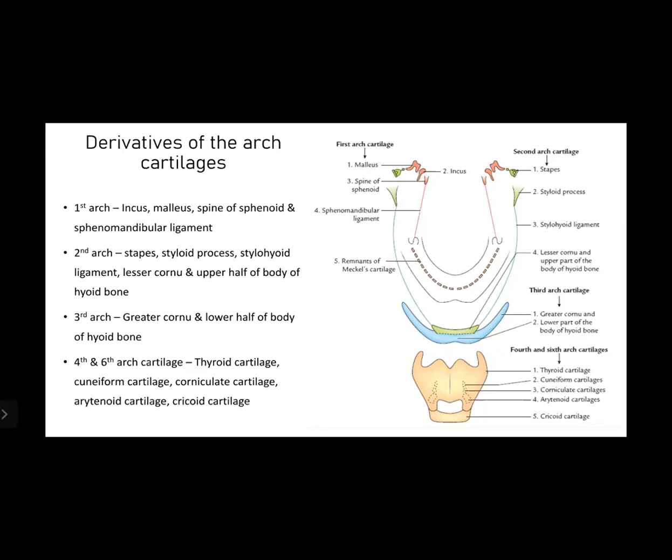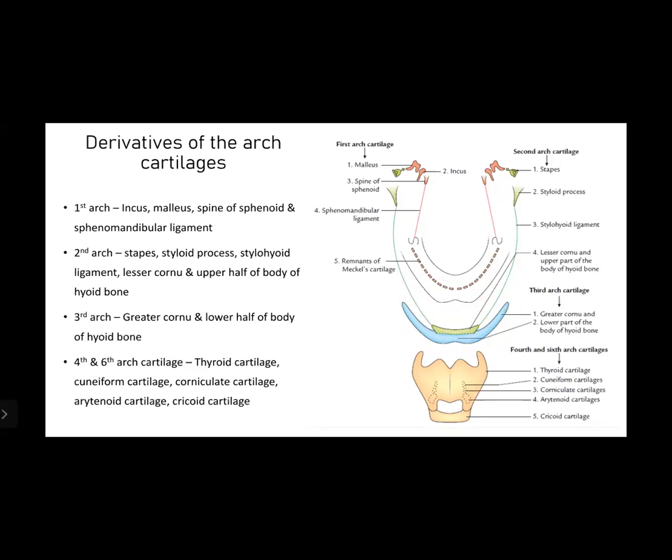So the hyoid bone, as you know, can be divided into two parts, which is the lesser horn or the lesser cornu and the superior part of the hyoid bone. And then you have the greater cornu or the greater horn and the inferior half of the body of the hyoid bone. So remember that the second cartilage gives rise to the lesser cornu and the upper half of the body of hyoid bone as well. The third arch gives rise to the greater cornu and the lower half of the body of hyoid bone.